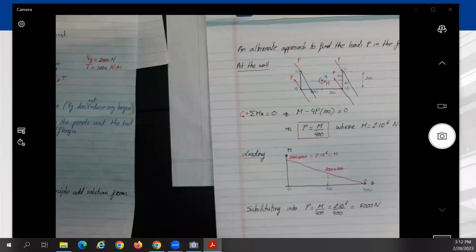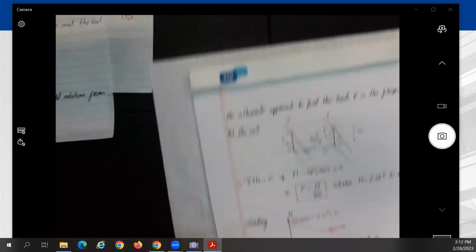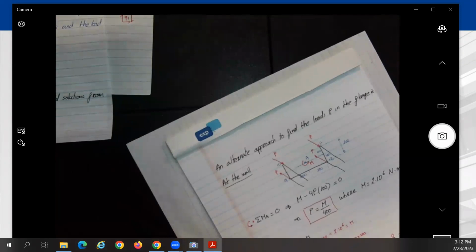I mean, I think the other method is simpler, no, than this one. But this one implies a bit of understanding of what is happening. Any questions so far? No? Okay. So that's it for this.